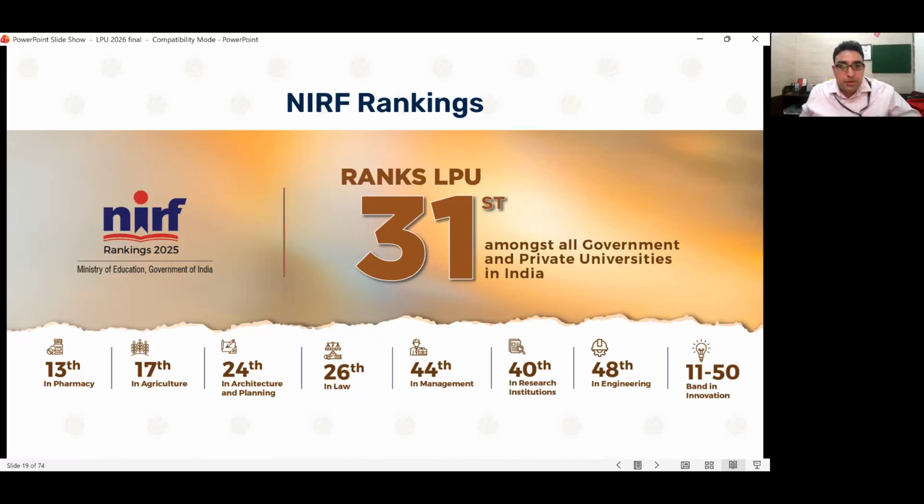Well, the Ministry of Education, Government of India has ranked us 31st among all the government and private universities. In the NIRF ranking, we are on the 31st spot right now.